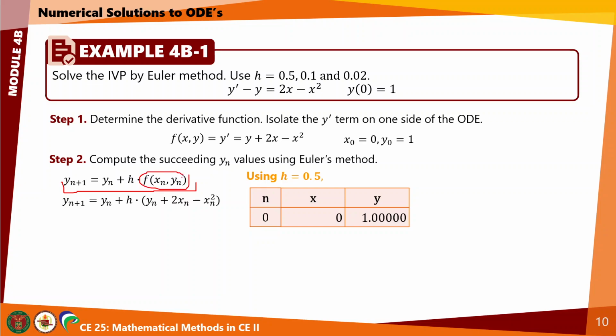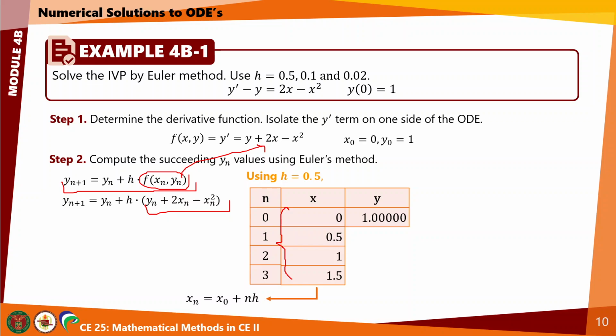Yung function na to, alam na natin na equal kay y plus 2x minus x squared. So, substitute niya lang na y plus 2x minus x squared. Okay? And dapat yung x and y coordinates dito are from your previous iteration. Okay? So, for the next iteration, yung x natin, basically, nag-add lang tayo ng 0.5. Okay? Sa example na to, ang gusto niya lang ipakita is from 0 to 1.5 na values ng x. Okay, so madali lang kunin yung x coordinates. Kasi constant yung difference nila, yung step size.